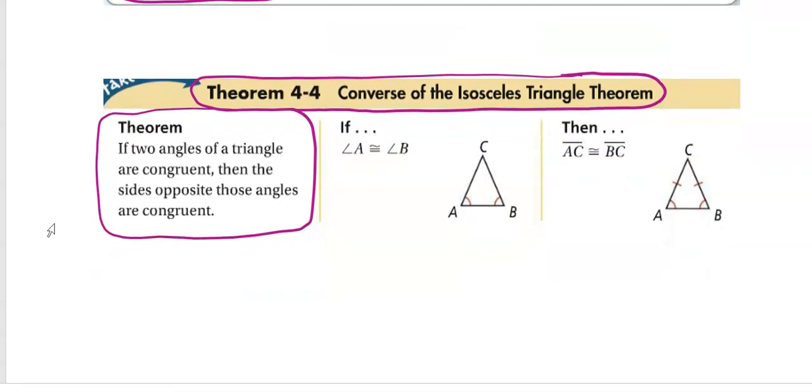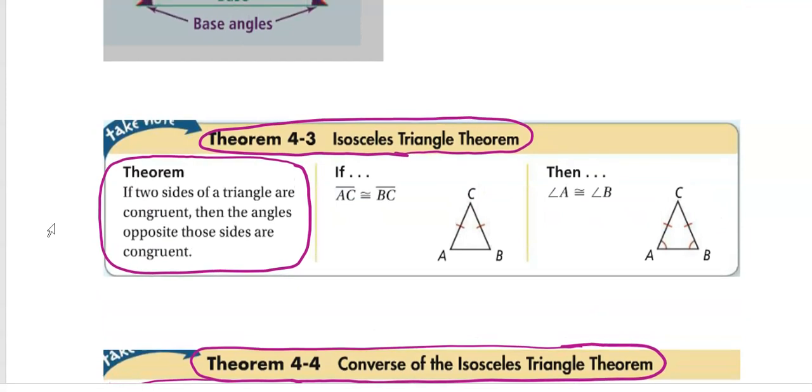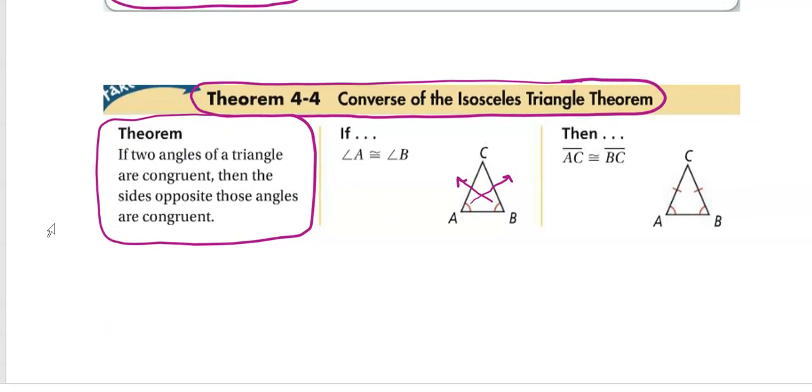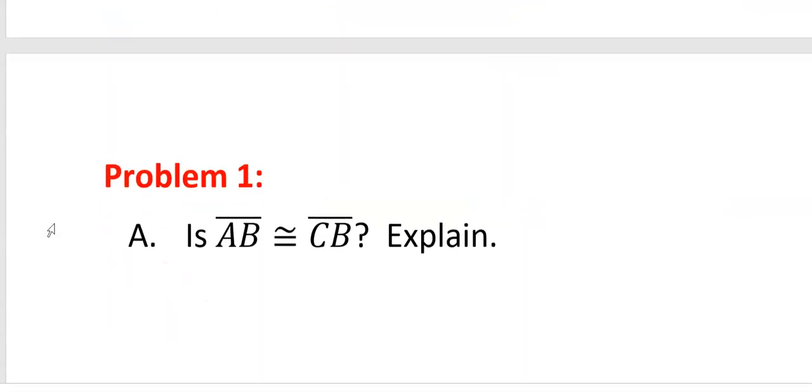The converse of that: if two angles of a triangle are congruent, then the sides opposite those angles are the same. So the converse of the isosceles triangle theorem says if you know which two angles are the same, you can go opposite those. So this one will be the same as that one. Okay, and it's all about opposites for those two. One of them you're given the sides first, that's the regular one. The converse you're given the angles first.